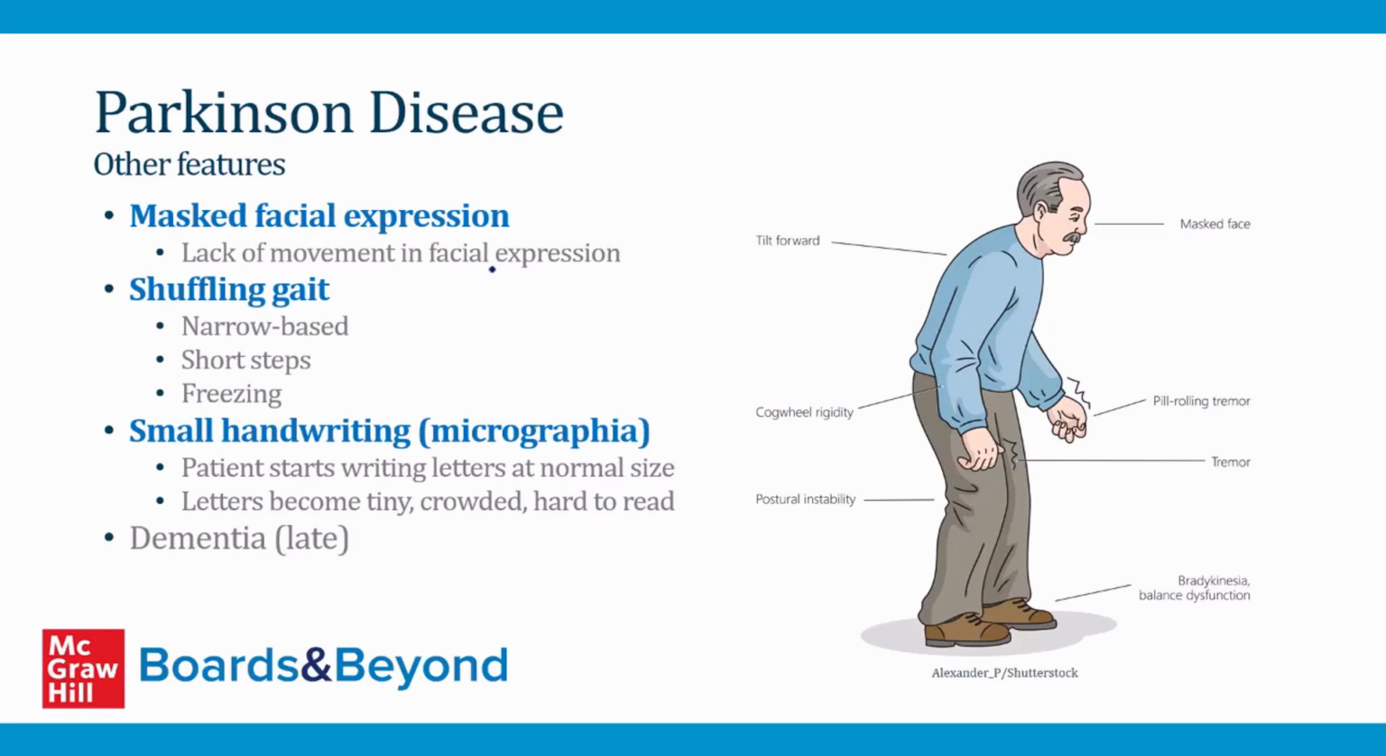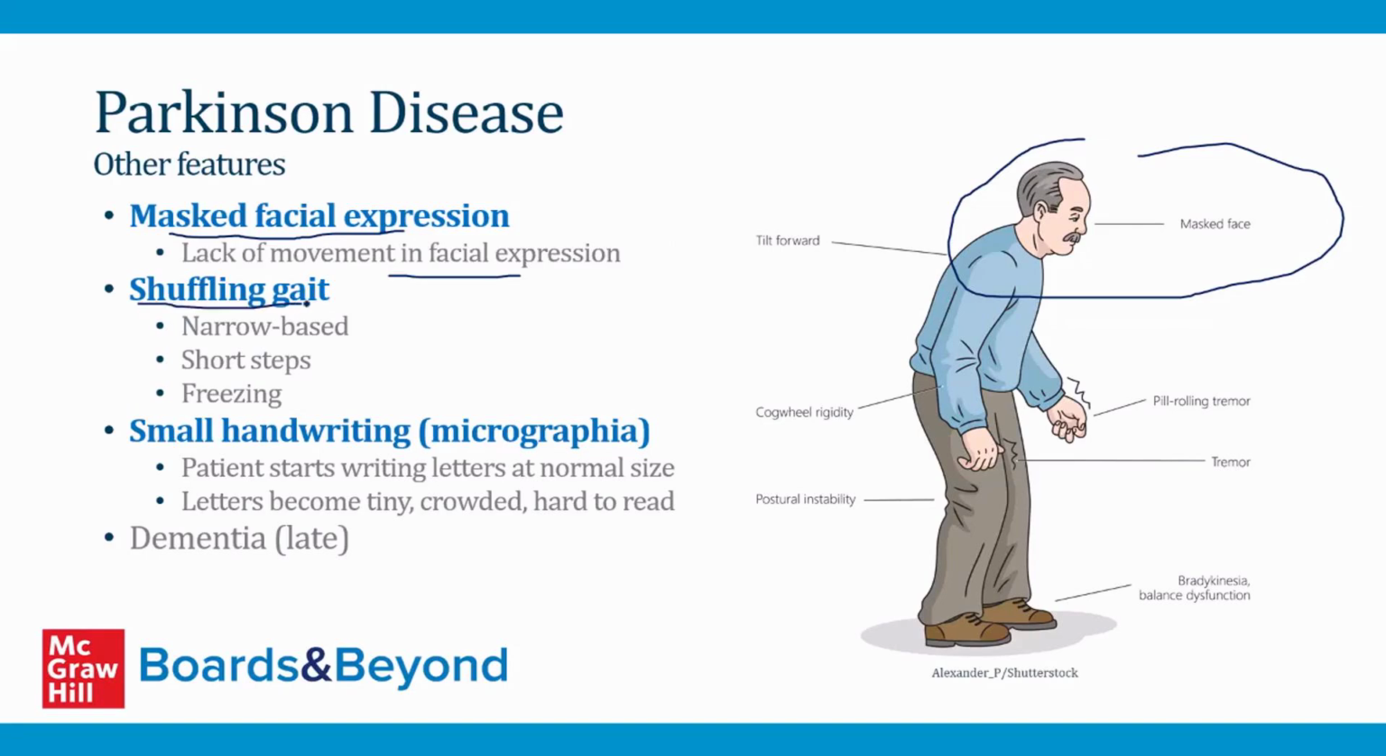Okay, some other features of Parkinson's disease are shown in this slide. So one is masked facial expression. This is caused by a lack of movement in facial expression. That's what's shown in this man right here. If you search this up online or if you meet patients with Parkinson's disease, the expression on their face will jump out at you. It is very stiff and they don't move their muscles very often as they speak or look at you.